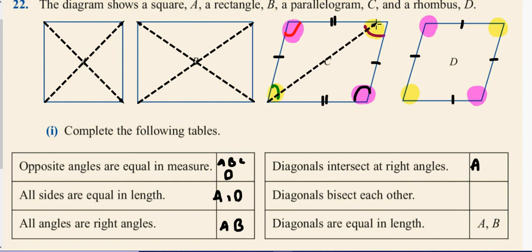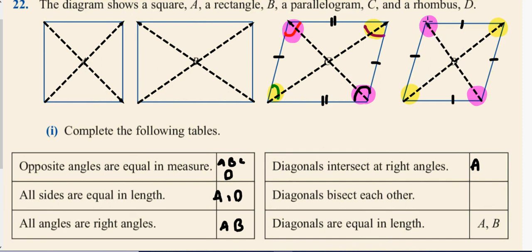Does it work for the parallelogram? Nope. And does it work for the rhombus? Seems to work for the rhombus as well. So it works for the square and the rhombus.